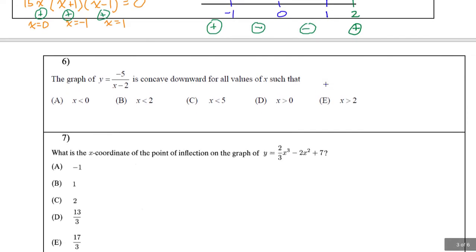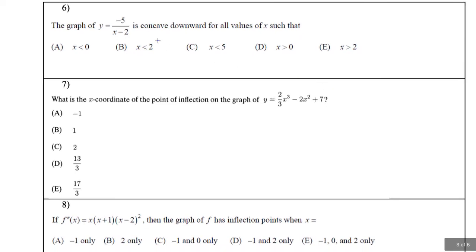All right, we're on to number 6. We finally have a rational function, a fraction. Kind of. We could probably turn this into a non-fraction because we don't have a variable on the top. Okay, so it's looking for where it's concave down. So what is the definition of f concave down? The function is concave down where the second derivative is less than 0.